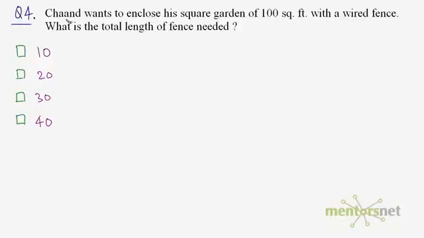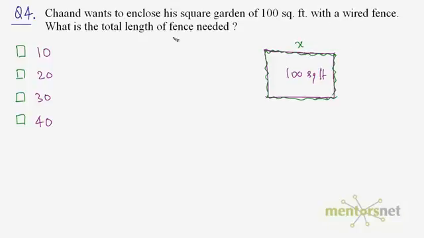Okay, the last question now. Chand wants to enclose his square garden of 100 square feet with a wired fence. What is the total length of the fence needed? Chand has a square garden of 100 square feet. So this is the square garden of 100 square feet. And he wants to enclose that garden with a wired fence. So let's draw the wired fence here. As the garden is a square garden, the length of the sides would be the same. So let us take the length of the side as x.